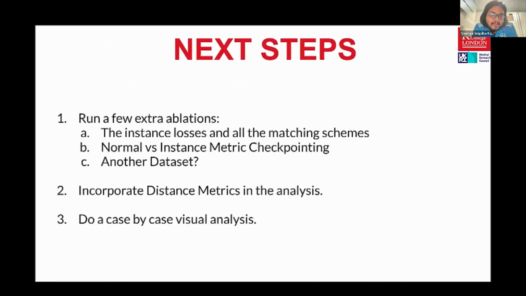My next steps would be I'm going to run some extra ablations, checkpoint differently, and incorporate distance metrics. As you can imagine, I didn't talk about Hausdorff distance or ASSD. And then finally run a case by case analysis on those specific cases: where does dice do well, does instance dice do well, and the variation on those, and try to get a more holistic understanding of where exactly these models are failing or succeeding.